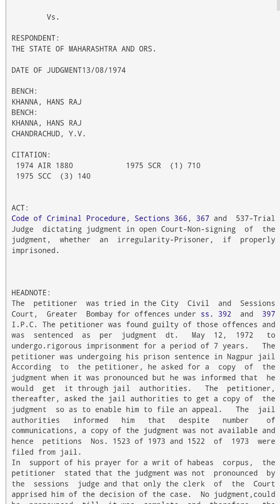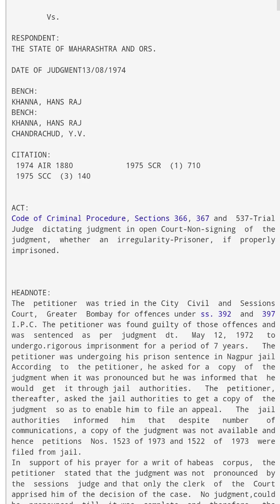4. What happened after the sentence? The petitioner, the man in jail, asked for a copy of the judgment after the judge announced the decision. He needed the judgment to appeal. What is a judgment? A judgment is the written decision of the court. It explains why the judge found the person guilty and what the punishment is. What is an appeal? An appeal is when you ask a higher court to look at the case again to see if the lower court made the right decision.